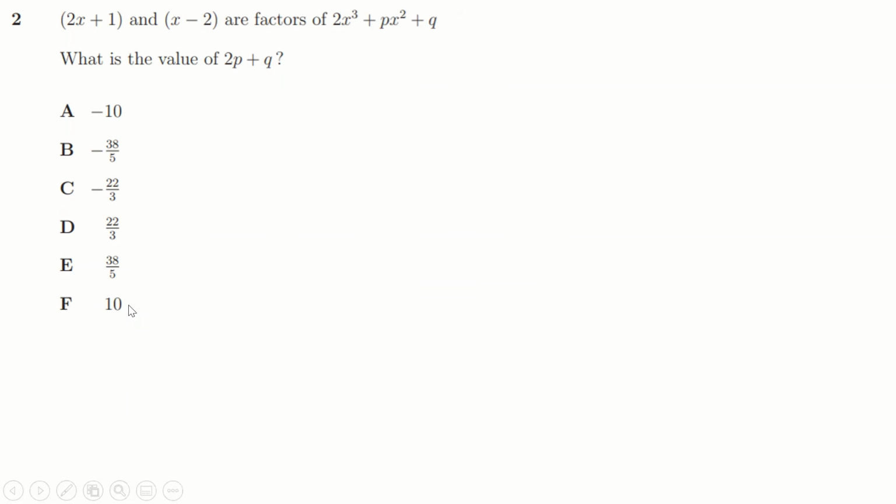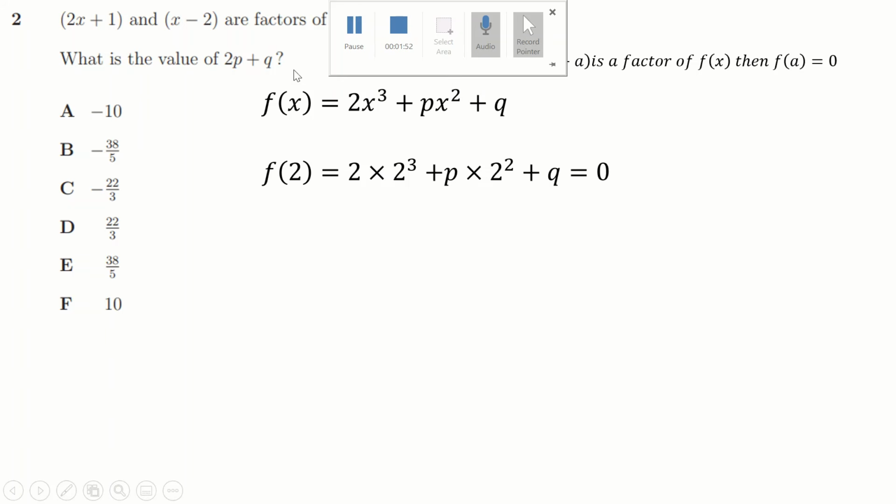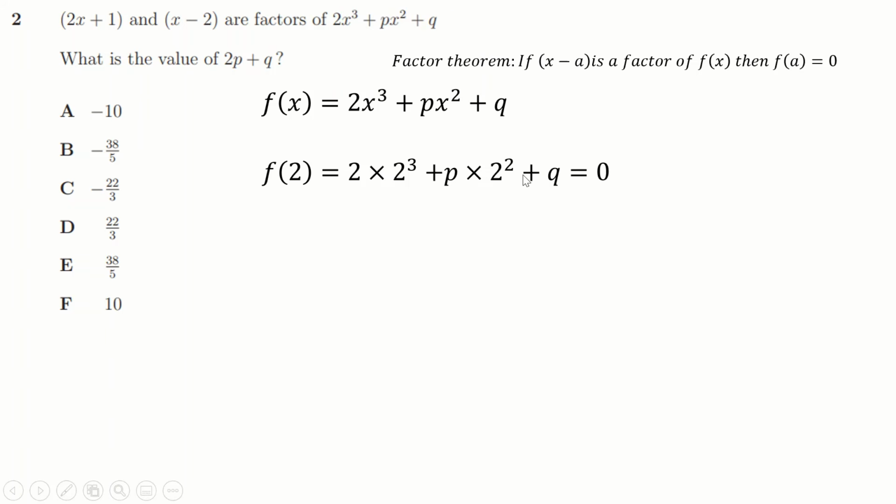Question number 2, we just need some factor theorem here. If x minus a is a factor of f(x), then f of a is 0. So if that is a factor of that, then when you put 2 into this, because there's a 2 here, it makes 0. So that means if f of x is this, f of 2, which is just what happens when I put 2 into this, as I've done here, that equals 0, according to factor theorem.